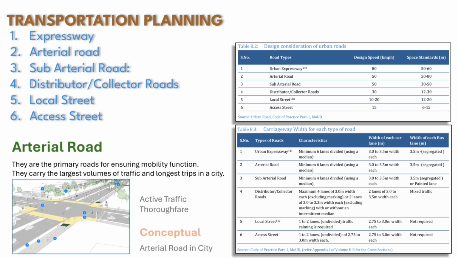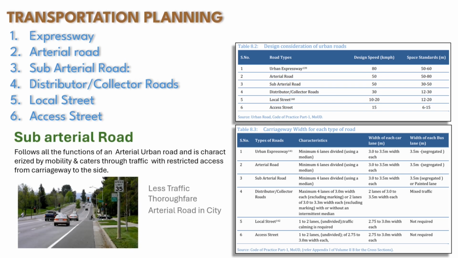Arterial roads come second in road hierarchy. These are the primary roads that carry the largest traffic volume within the city. Such roads also have 6 lanes with a median and are usually 50 to 60 meter wide, very similar to expressway but are designed for 50 km per hour of speed.